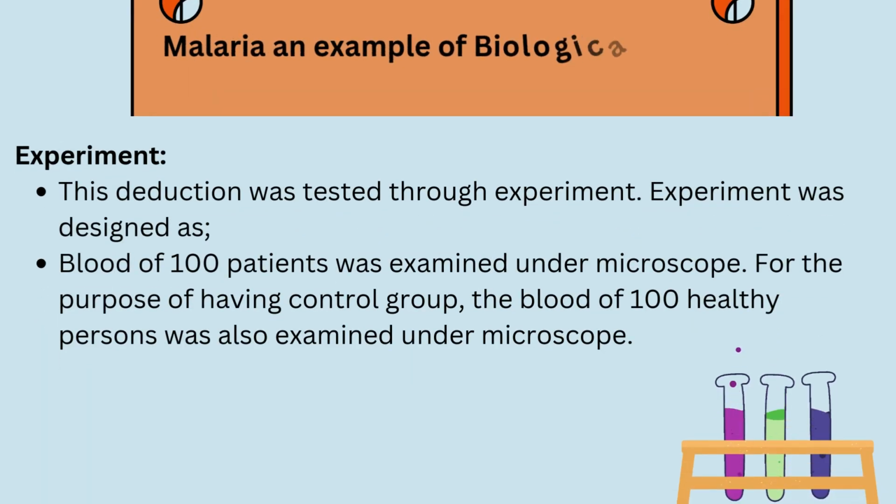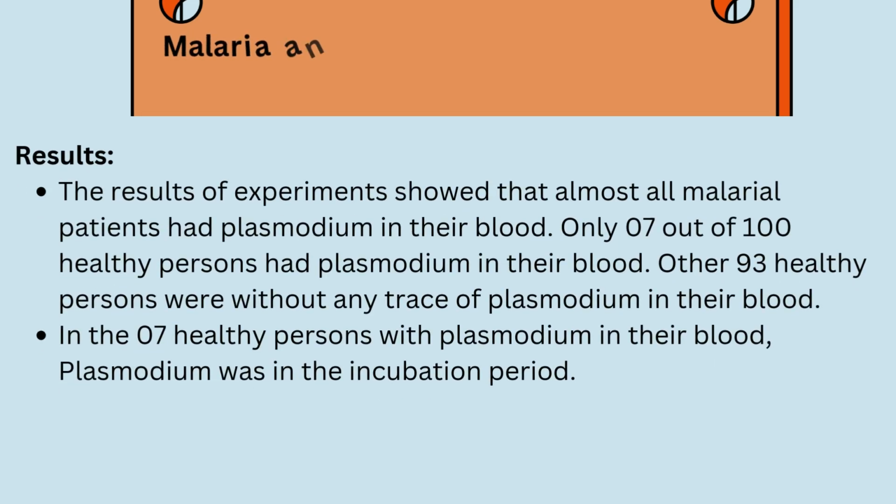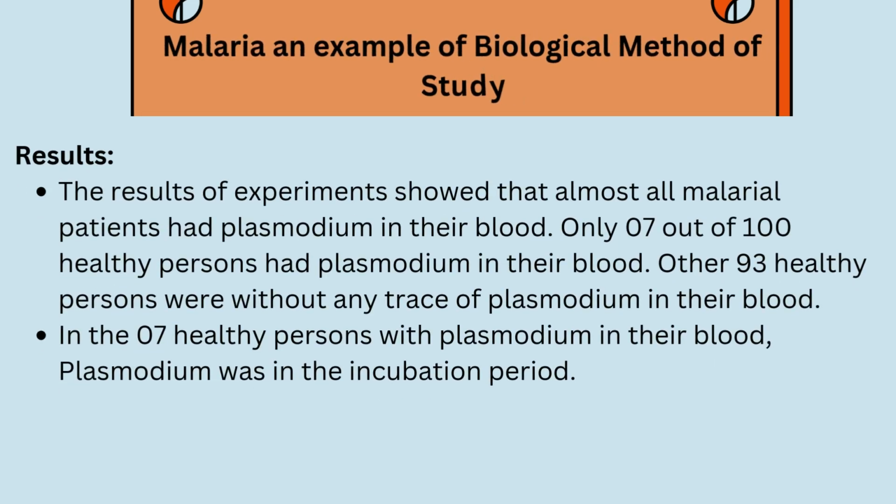This deduction was tested through experiment. The experiment was designed as follows: blood of 100 patients was examined under microscope. For the purpose of having a control group, the blood of 100 healthy persons was also examined under microscope. The results of experiments showed that almost all malarial patients had Plasmodium in their blood. Only 7 out of 100 healthy persons had Plasmodium in their blood. The other 93 healthy persons were without any trace of Plasmodium in their blood.